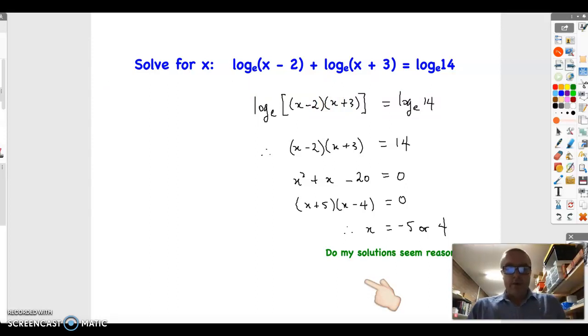At this point, I want to ask the question, do my solutions seem reasonable? And I guess it's a tricky thing about these types of equations. We've got two apparent solutions for x, which seems reasonable when we've got a quadratic equation. But our original equation wasn't from a quadratic function, so we've got logarithms up here. And I need to think about whether -5 and +4 are suitable for this equation.